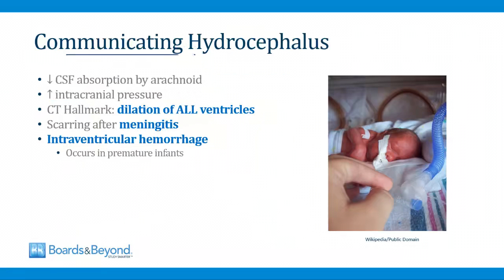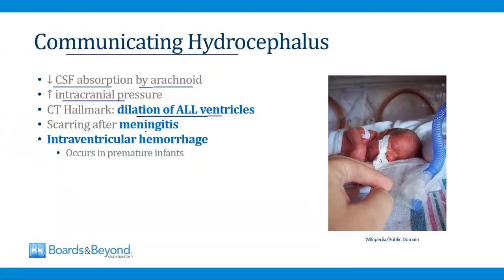Moving on, let's talk about communicating hydrocephalus. This occurs when there's some problem absorbing CSF by the arachnoid villi. CSF builds up in the ventricles and there's a rise in the intracranial pressure. And the hallmark on imaging is dilation of all the ventricles. In non-communicating hydrocephalus, some but not all of the ventricles will be dilated. In contrast, in communicating hydrocephalus, the lack of absorption of CSF causes CSF to fill all the ventricular structures.